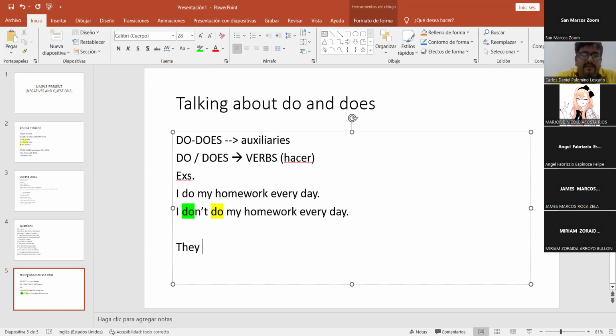Decimos lo siguiente. They do yoga three times a week. Please, show me the negative form. Dime la negación. ¿Cómo sería la negación? For the third person plural, we have to use don't. They don't do yoga 3 times a week.